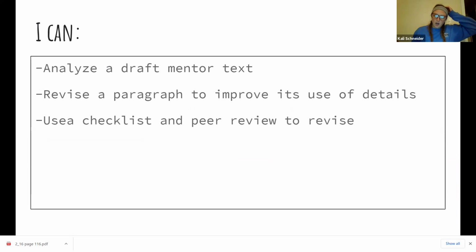So we are going to do our objectives. Our objectives are, I can analyze a draft mentor text, I can revise a paragraph to improve its use of details, and I can use a checklist and peer review to revise.